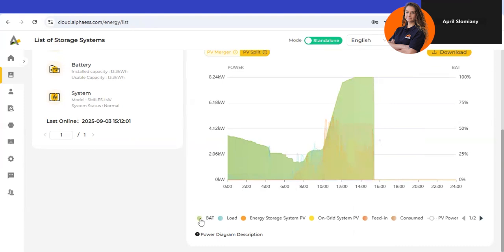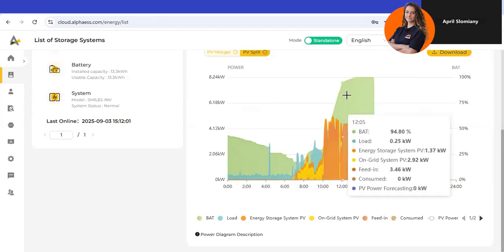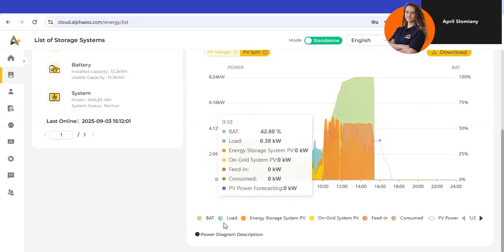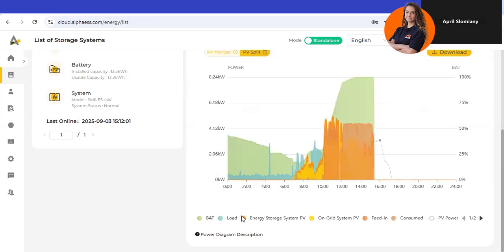Essentially from left to right, green is your battery state of charge. We can see that this battery was depleted overnight and then charged up again throughout the day. The blue is the load in the home. So not much house load going on throughout this day. Your energy storage system is the solar that is paired with your battery. On grid system is your other solar system if you have a secondary solar system installed in the home. And the feed in is what has been exported to the grid.